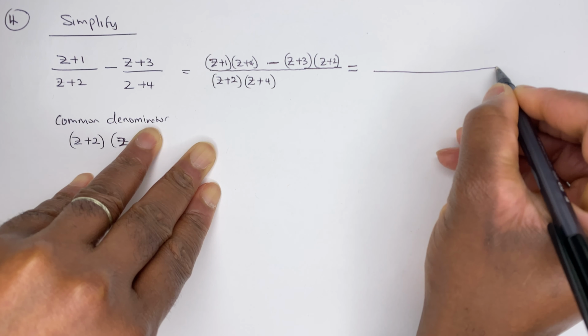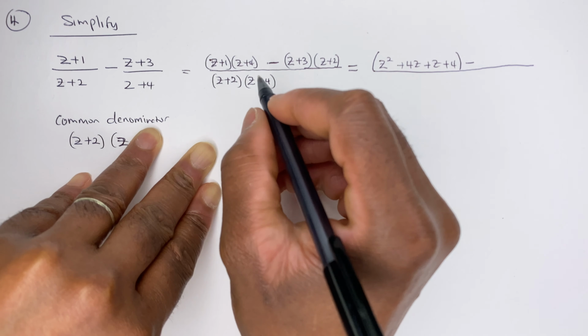Now z times z will be z squared. Z times 4 will be plus 4z. 1 times z will be plus z. 1 times 4 will be plus 4. I'm putting this in square brackets, just to make sure, because of the minus.